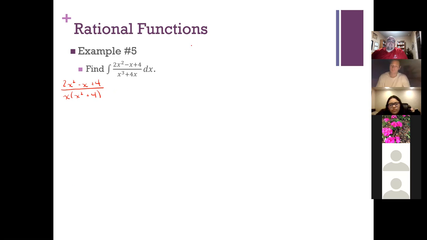This is fully factored. So this is another special case we're looking at. This is when the factor has degree greater than 1. Everything we've looked at so far, the factors have been linear. They've had degree 1. This has a degree of 2. So the first part of this decomposition looks like you'd expect, A over x.